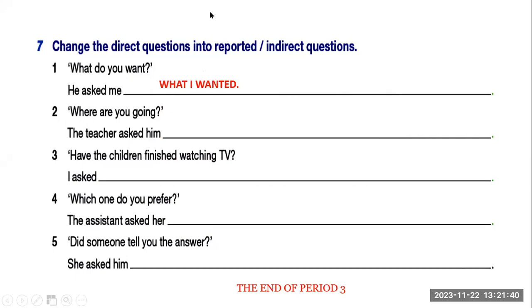Number 2. Suba. Where are you going? The teacher asked him where he was going. Where he was going, Suba. Okay, and another one, number 3.